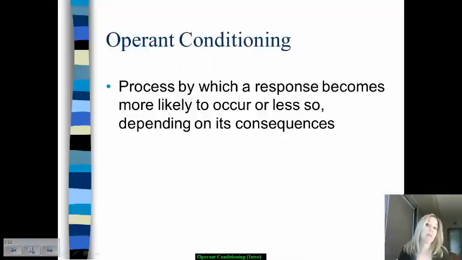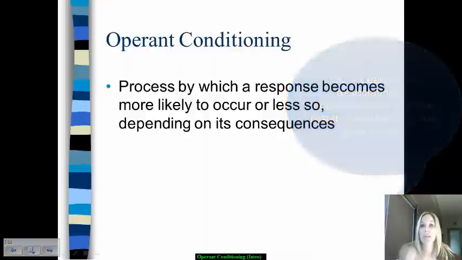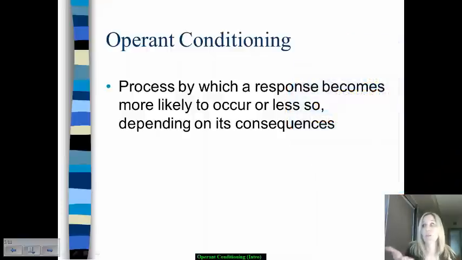So again, where classical conditioning is concerned, we learn by pairing two stimuli. With operant conditioning, we learn by pairing two things, but it's a behavior with its resulting event. Okay, so by that we mean the resulting event is the consequences. Consequences are just results. They can be positive or negative. We tend to think of them as more negative, but a reward can be a positive consequence. It's just a resulting event. So this is operant conditioning: learning because we've associated a behavior with its outcomes, whether rewarded or punished for those.